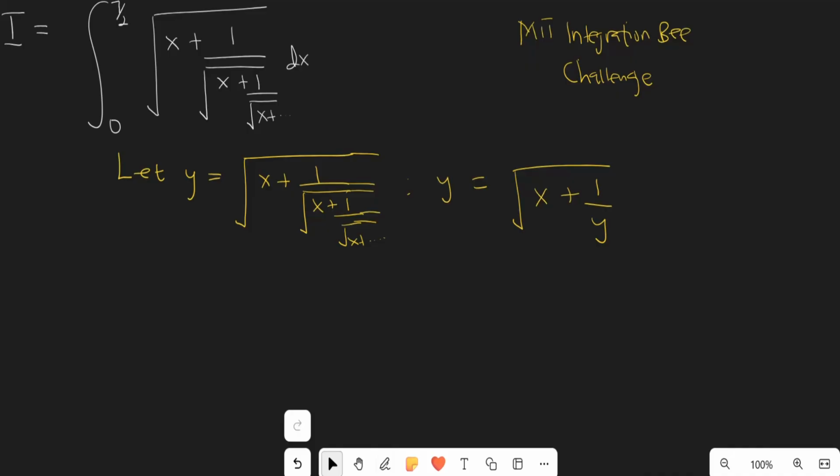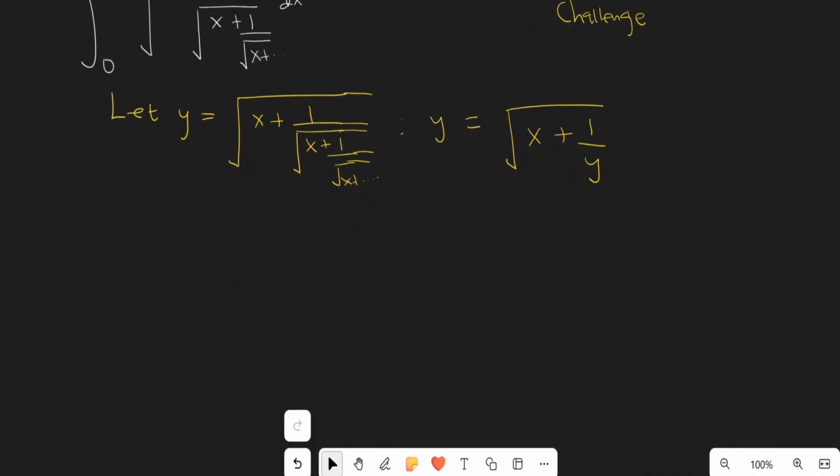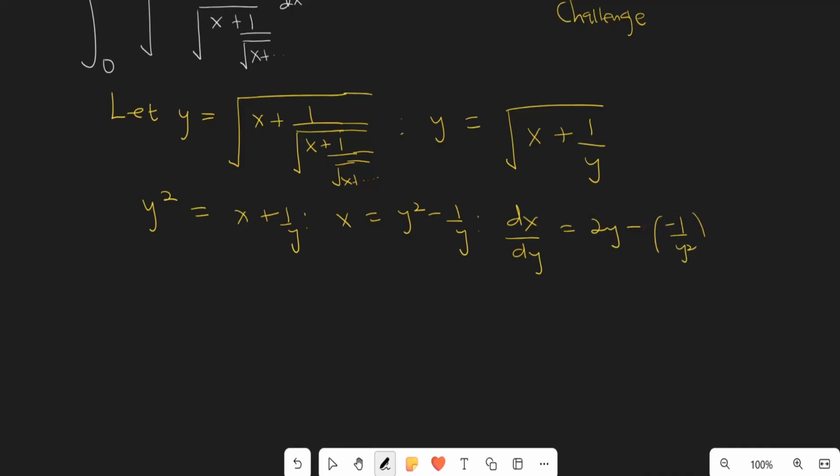So after this, you can take the square on both sides. Taking the square on both sides, you have y squared equal to x plus 1 over y. Try to isolate x. So x is going to be y squared minus 1 over y. Then you differentiate x with respect to y, dx dy. That is going to be 2y minus 1 over y, which is negative 1 over y squared. So this is 2y plus 1 over y squared. That implies that dx is 2y plus 1 over y squared, all times dy.